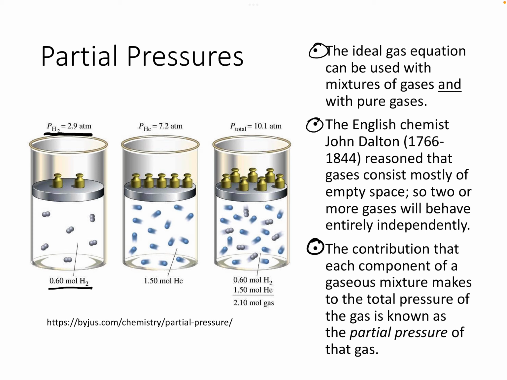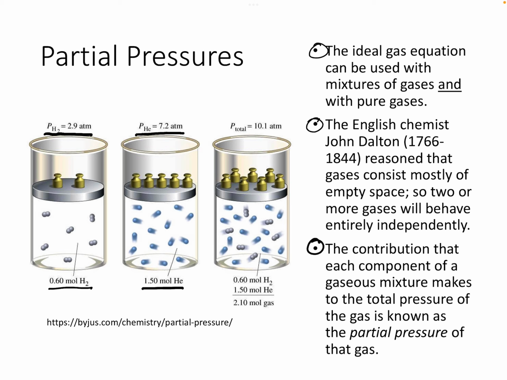In the middle cylinder, we have a sample of helium. So we have 1.5 moles of helium, and the pressure of this helium gas is 7.2 atmospheres. Now, let's say we take those two containers and we combine them into one container. So we mix those gases together.